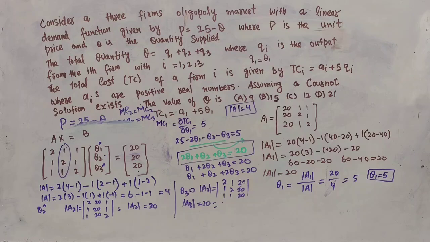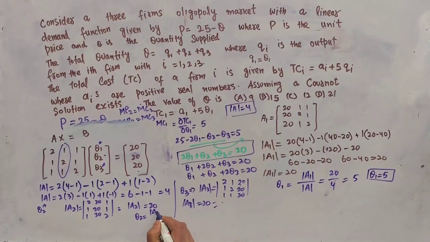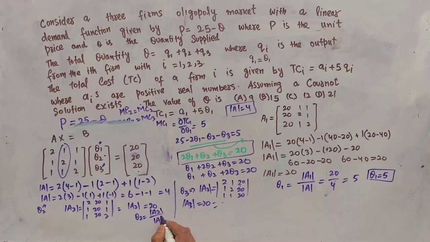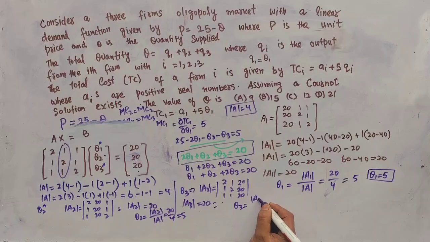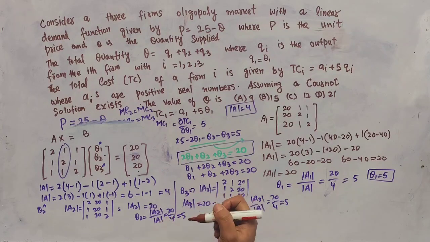Then Q2 will be equal to A2 divided by A, which is 20 divided by 4, which is equal to 5, and Q3 will be equal to the determinant of A3 upon A, which is equal to 20 upon 4, which is equal to 5. We don't need to do this step, but I was just trying to explain to you about Cramer's rule here.